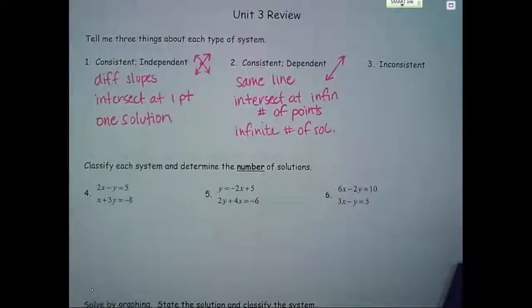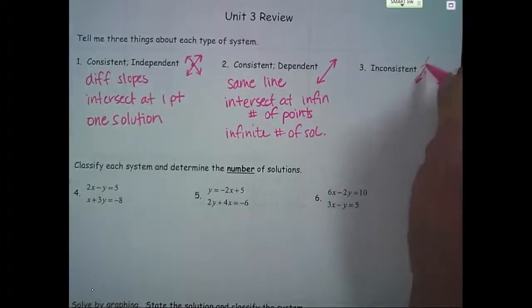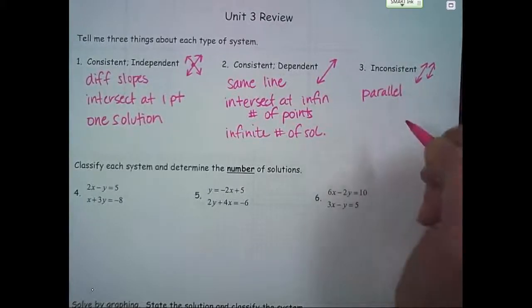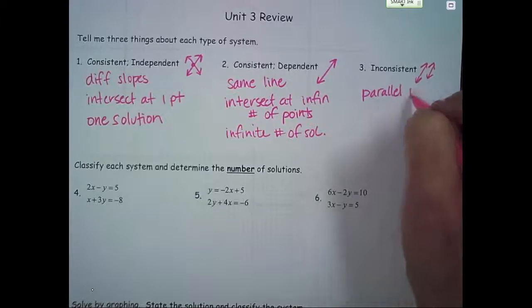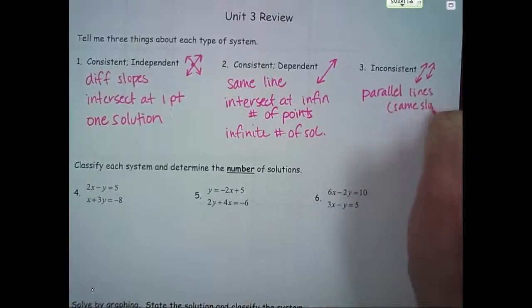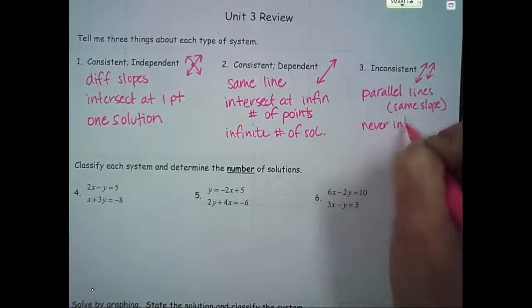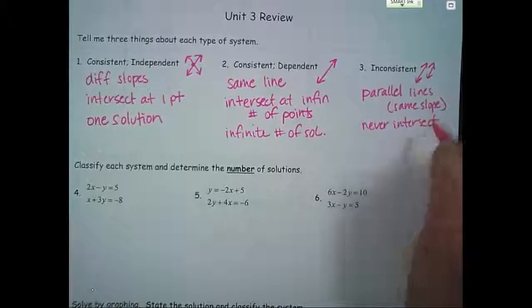And inconsistent lines, remember, those are lines that are what? Describe the line. Parallel. Okay? In other words, they have parallel lines, or you could also say they have the same slope. They never intersect. And there's no solution.